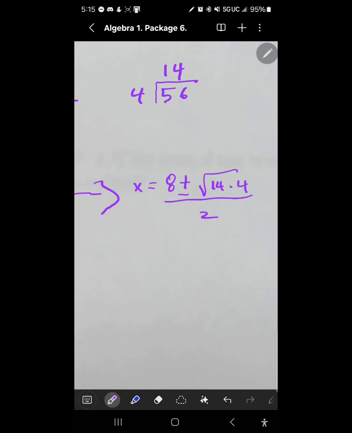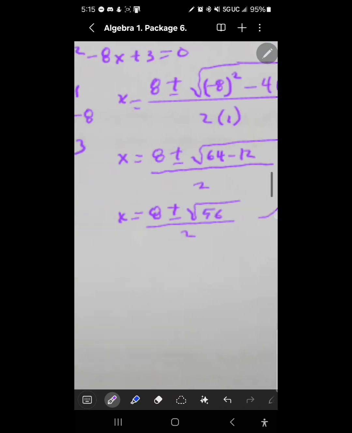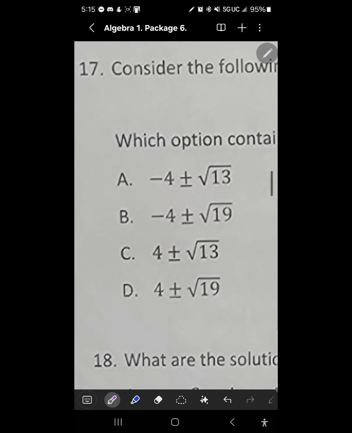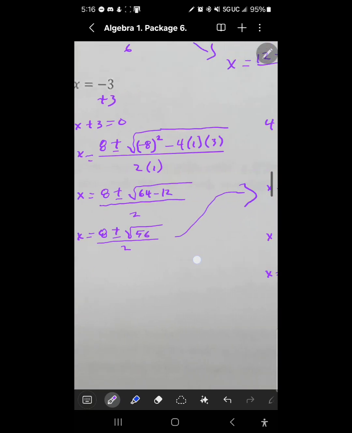Now x equal plus or minus. We don't have the square root of 14, but we do have the square root of 4. So the square root of 4 is 2. So 2 is the square root of 14 over 2. And then we can say 8 divided by 2 is 4, and 2 divided by 2 is just 1. So 4 plus or minus the square root of 14. Which is, okay, I must have miscalculated something.